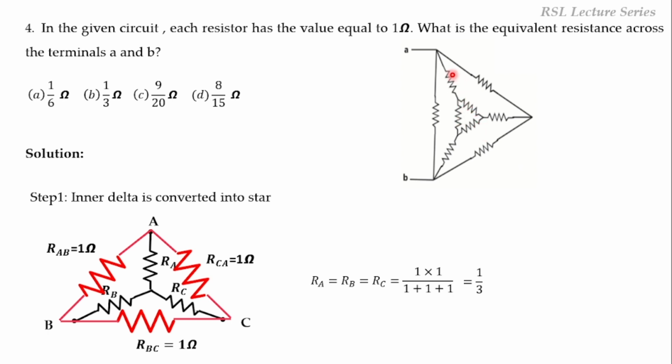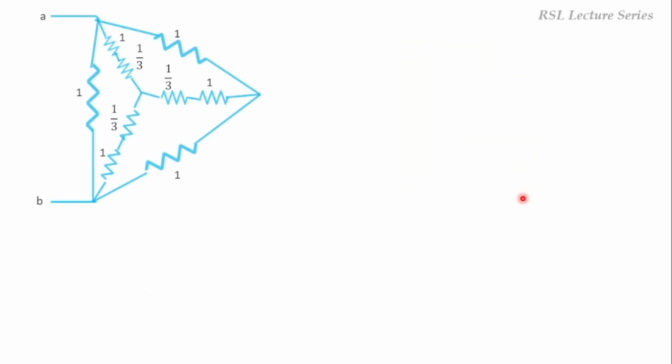Already we have 3 resistors here, one here, and another one here. So now we'll draw the equivalent circuit. This is the inner star. Already we have 1 ohm here and 1 ohm here. If you see the equivalent circuit, these two resistors are connected in series. Again, these two are in series and these two are in series.